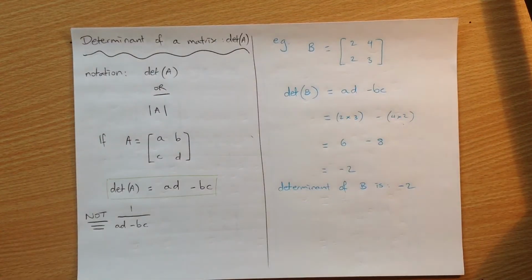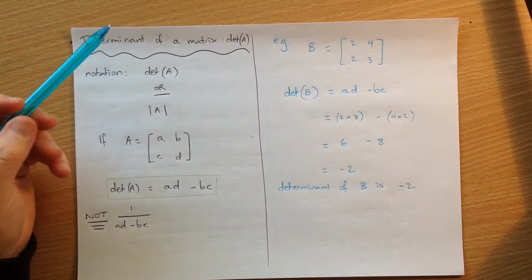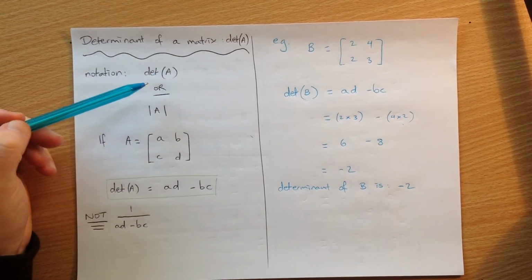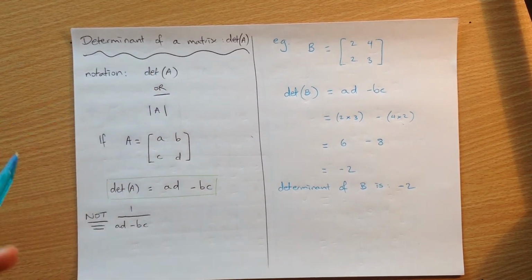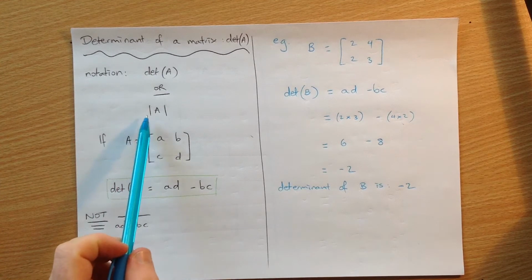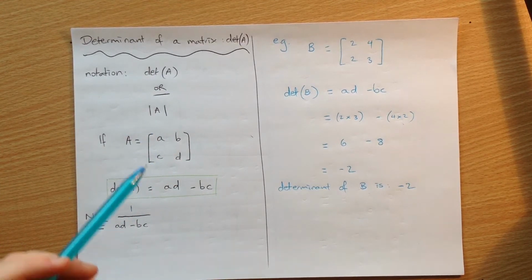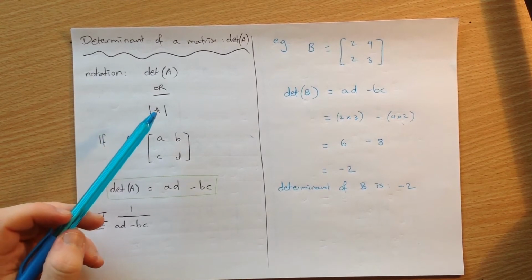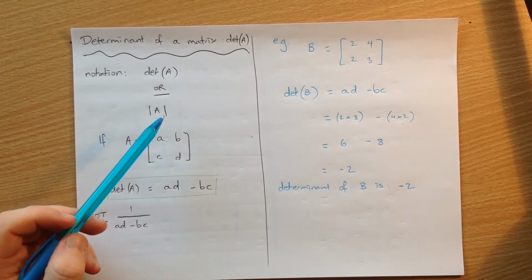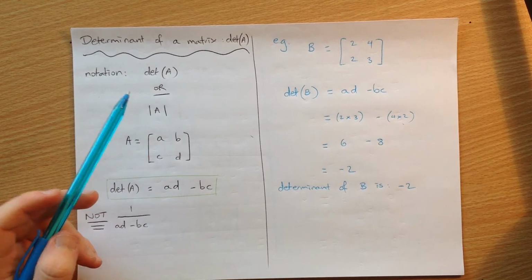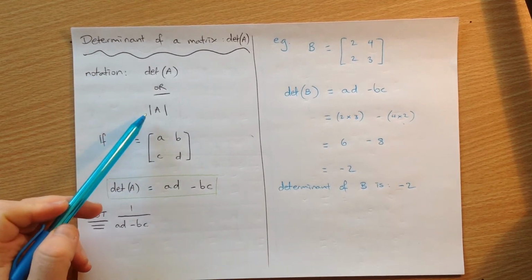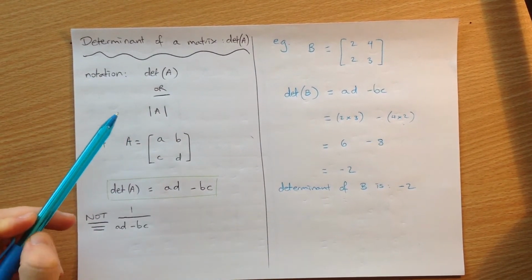Alright, let's move on to the determinant of a matrix. Here's some notation of what it looks like. If you see det bracket A, that's the determinant of matrix A. Very occasionally they do it with these straight brackets here. That also means the determinant. Very rarely would you see that in further maths. You might see it in some alternative textbooks, or if you're looking online for something to do with determinants, it might show you. But generally they write it det A, determinant of A.